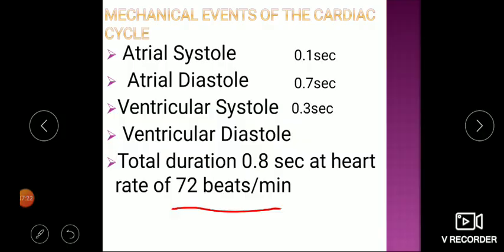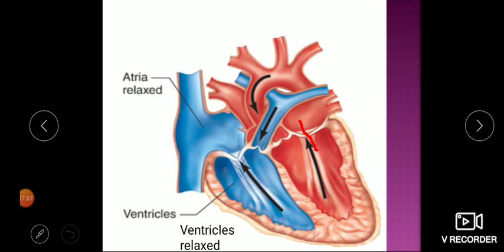So 0.1 second is atrial systole and 0.7 second is atrial diastole. And 0.3 second is ventricular systole, 0.5 is ventricular diastole. So both are 0.8 seconds. So the total cardiac cycle is 0.8 seconds. They are overlapping each other. We'll see how the sequence is carrying on. Now let's see the events. Atrial cycle is over. Now the ventricular cycle starts.